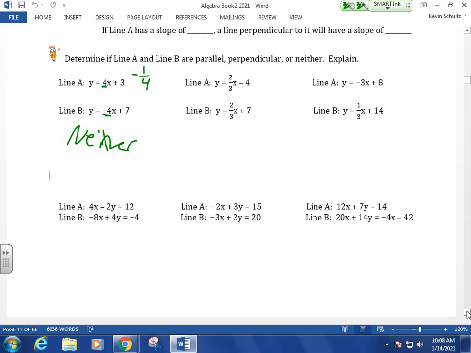Next one, line A, y equals 2/3 x minus 4. Line B, y equals 2/3 x plus 7. Raise your hand if you think they are parallel. Raise both hands in a parallel fashion. There you go. Raise your hand if you think they're perpendicular. No, neither. They are parallel.